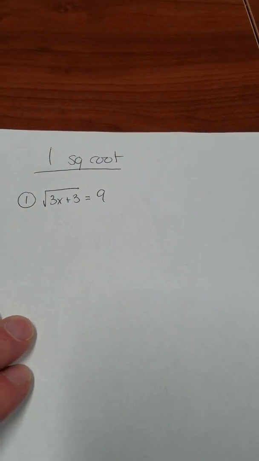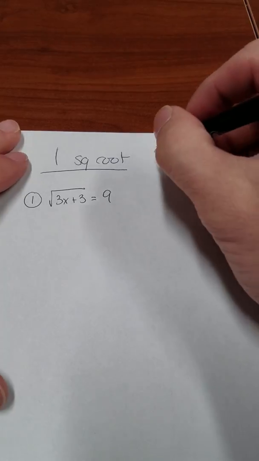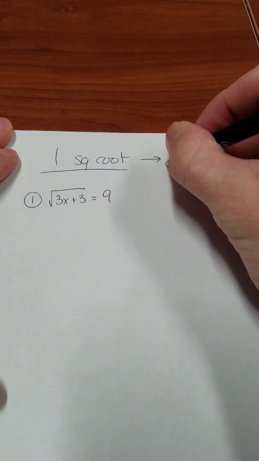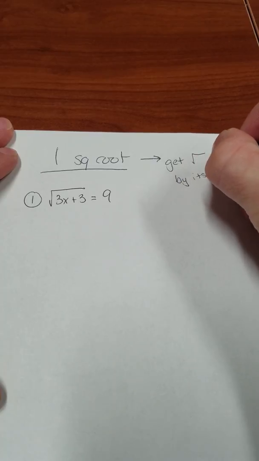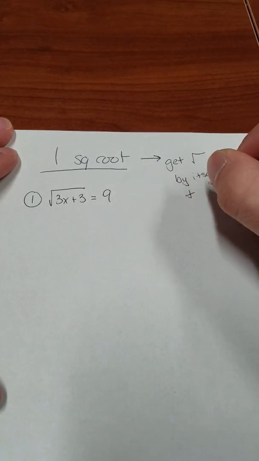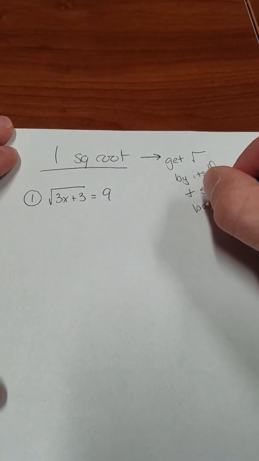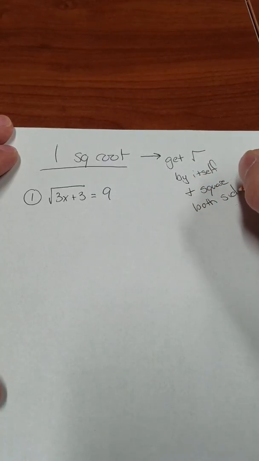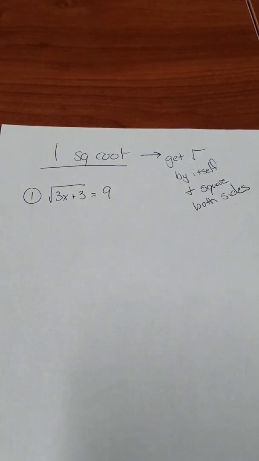Okay, solving radical equations. I'm going to start off with problems that only involve one square root. And the rules are pretty simple when we're dealing with a problem that only has one square root. All you need to do is get the square root by itself and square both sides. So if you only deal with one square root, get the square root by itself and square both sides.